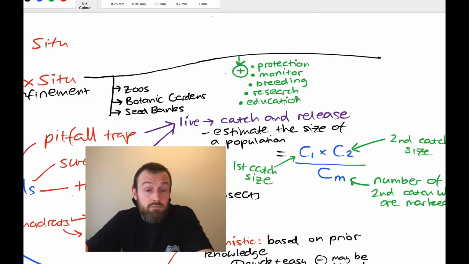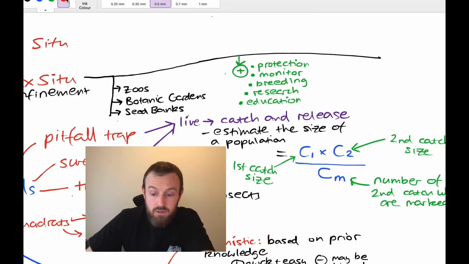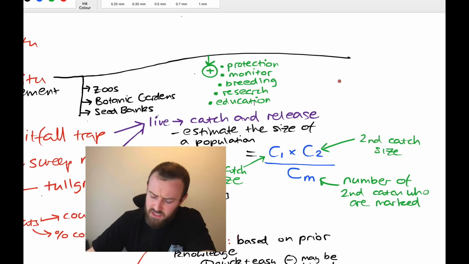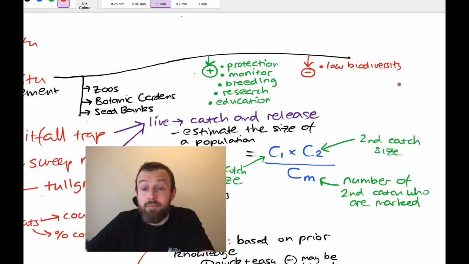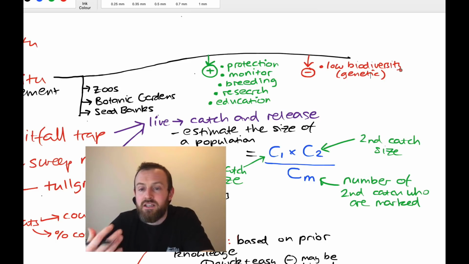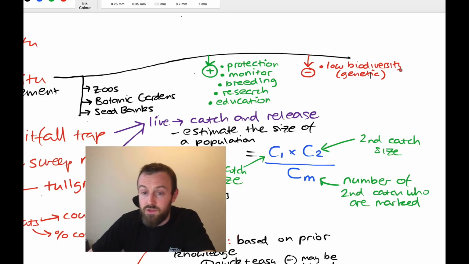Okay, so there are some minuses and some negatives to this. I'm just going to do that in red. It's how my brain works: green for positives and red for negatives. So what about the negatives? Well, it's hard to keep enough of the species to maintain biodiversity, so it tends to result in low biodiversity. I'm talking really about gene pools here, so I'll put low biodiversity, brackets, genetic. Because remember, genetic biodiversity is the percentage of polymorphic gene loci, and that can tend to decrease if we're reliant on ex-situ conservation.